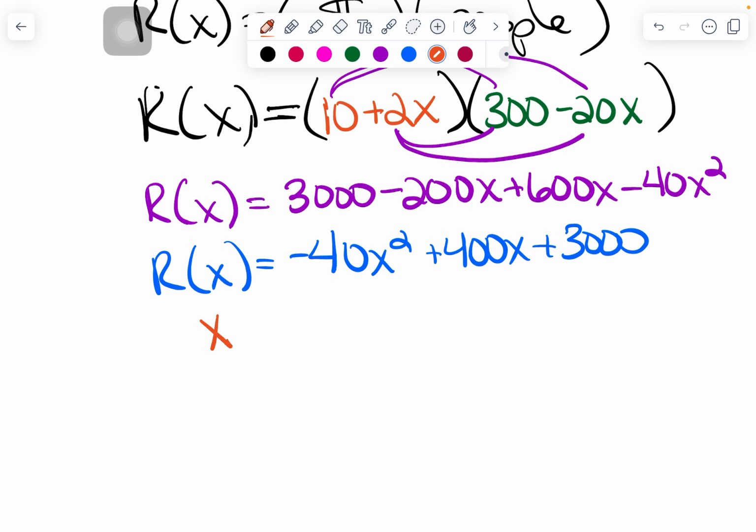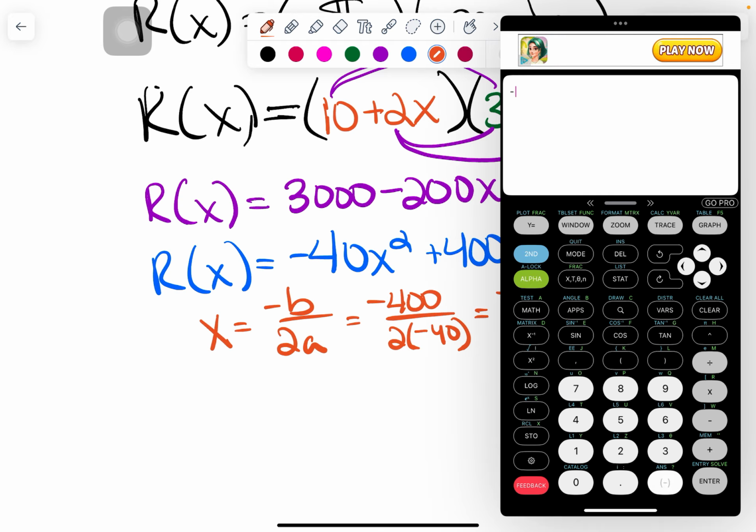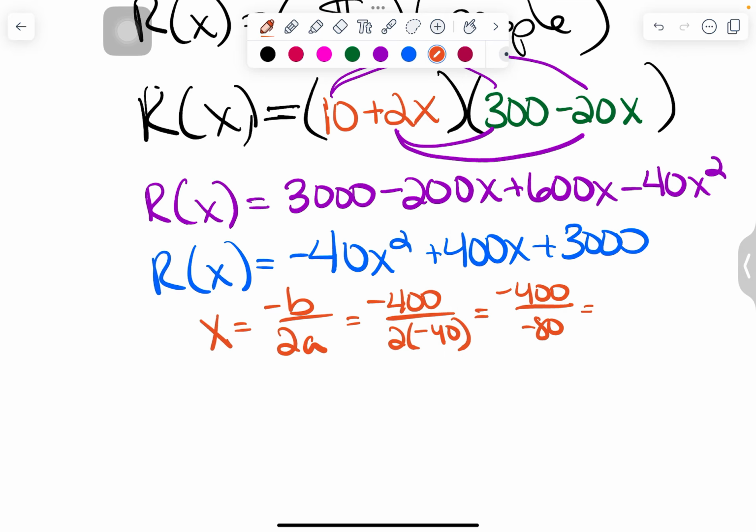All right, so for x, we're going to do the x value of the vertex. So that's going to be the opposite of b over 2a. So let's see, that's going to be negative 400 all over 2 times negative 40. So negative 400 over negative 80. Let's double check on a calculator. Negative 400 divided by negative 80. Yep, it's 5. Okay. So that is going to be an x value of 5.